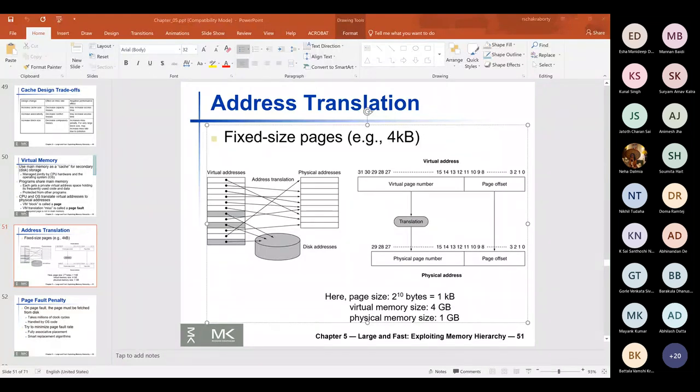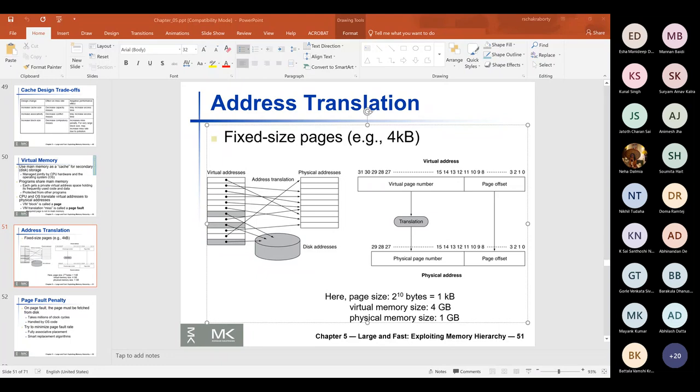Okay. Now what happens when a page fault happens? On page fault, the page must be fetched from disk. It takes millions of clock cycles. It is handled by operating system code. So it is extremely important that page fault rate is minimized. Okay. What do you mean by minimized page fault rate? We have seen it is better if the cache hit ratio is maximized or cache miss rate is minimized. Exactly similar concept. Page fault rate should be minimized. The only thing is that page fault rate should be minimized even more aggressively.